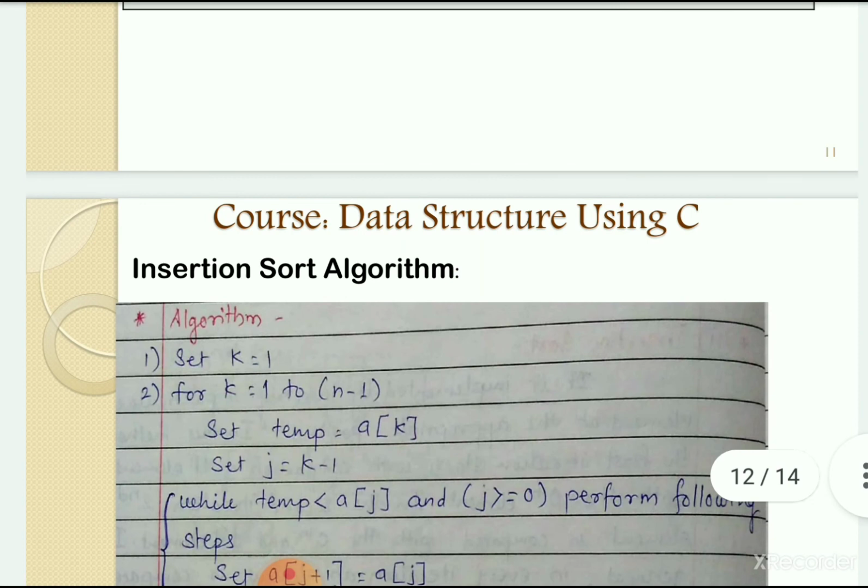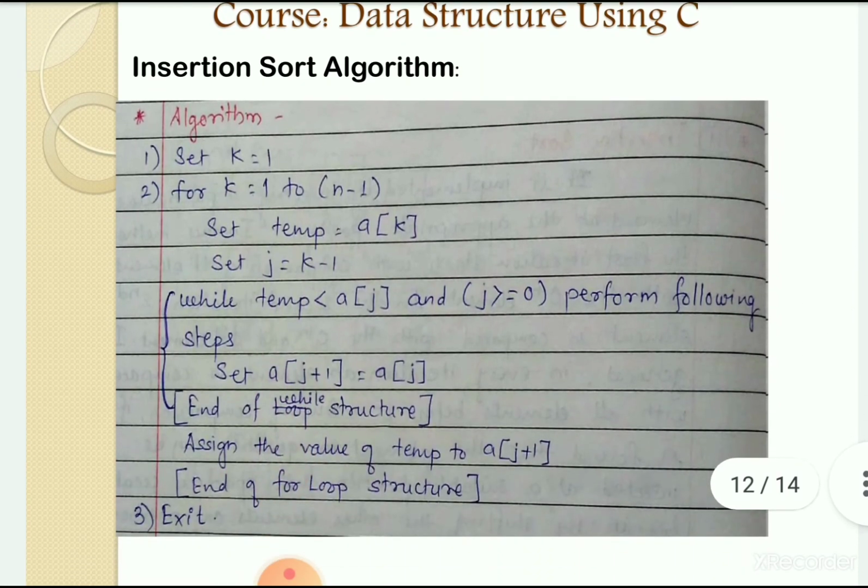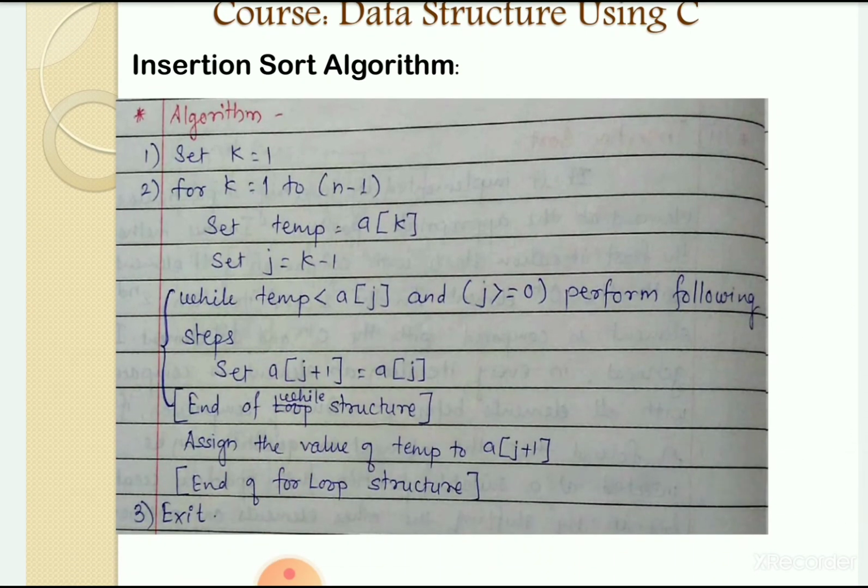Okay, if you see the algorithm, it is quite complicated. You have to set a new variable, k is also there. Set k equal to 1. For k equal to 1 to n minus 1, we have to set temporary equal to a of k. Set j equal to k minus 1. So why is it required?